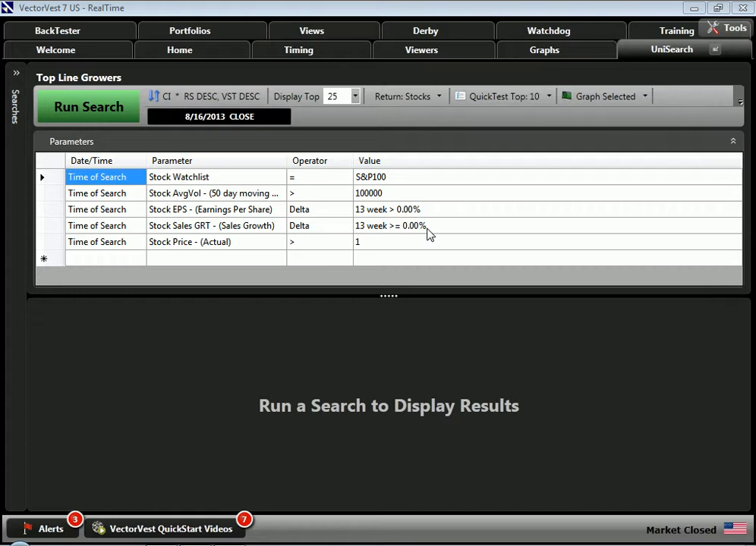Remember, delta measures the magnitude of change in an indicator over time, expressed as a percentage. So to recap, we're looking for companies whose earnings and sales growth are both rising over the past quarter. They're members of the S&P 100 watch list, and we're going to bring to the top of those candidates that meet the requirements the ones with the best combination of comfort index and relative safety. So let's run the search.